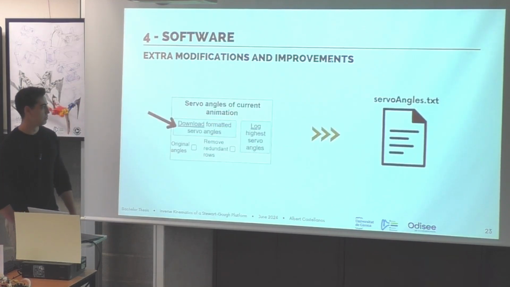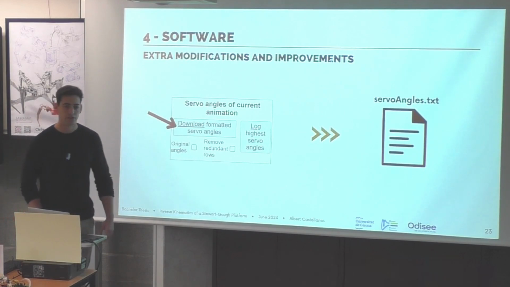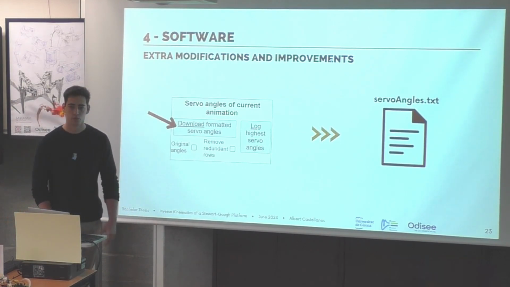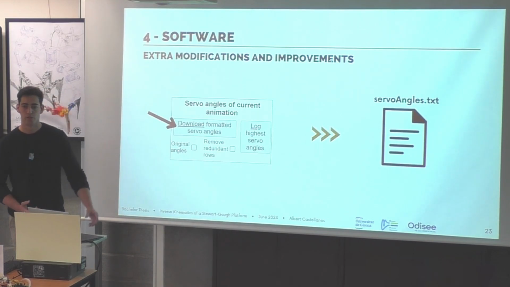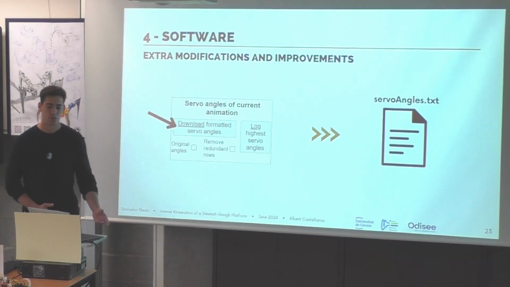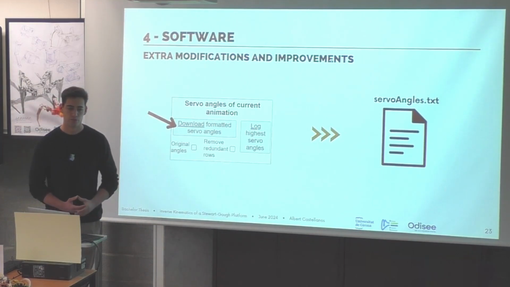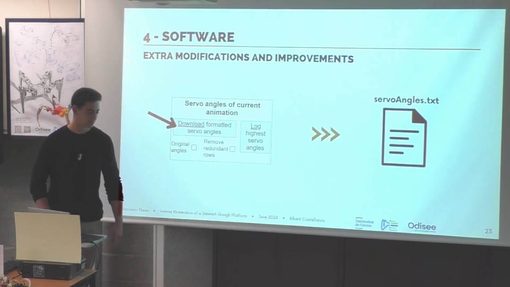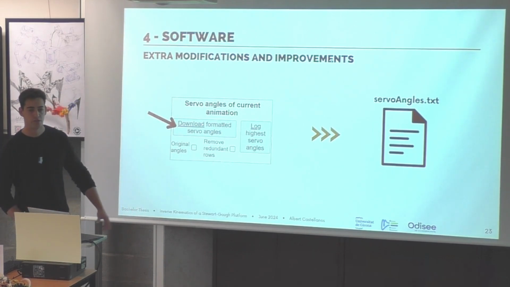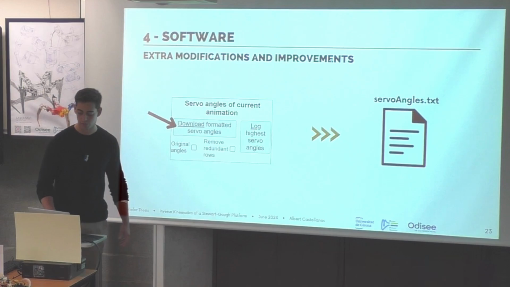Now, the final and most important implementation I did was adding a button that could generate a text file containing all the sequence of the servo angles of one concrete animation. That way, the content of that text file could be used in a C++ header and recompiled to use it in the Arduino board to recreate the platform's movements in real life. Now, all of these implementations, we're going to see them in the demo afterwards.